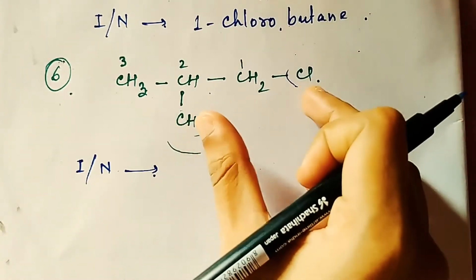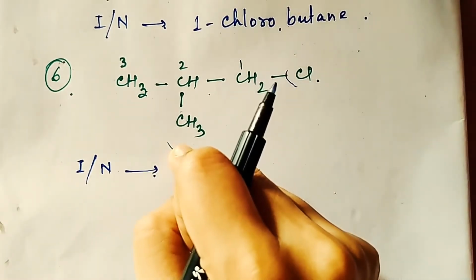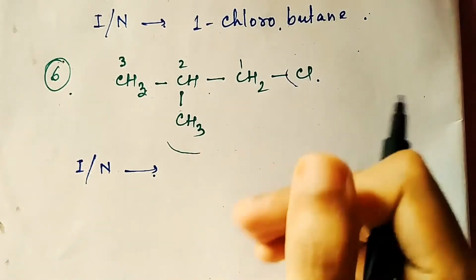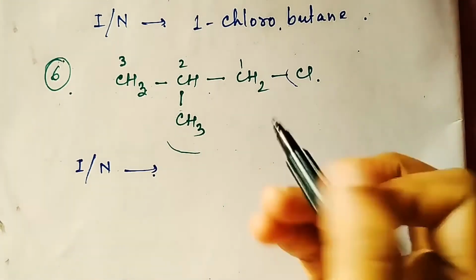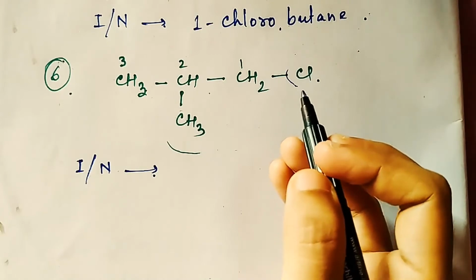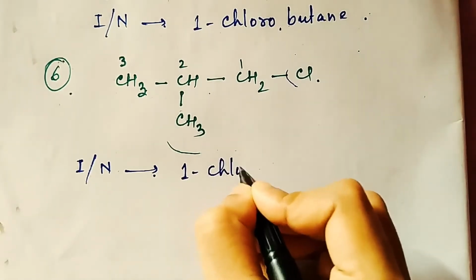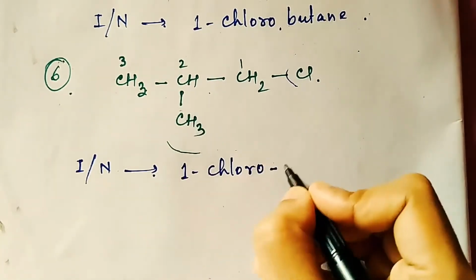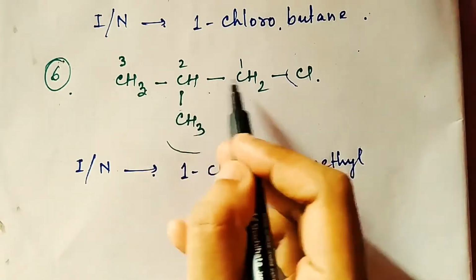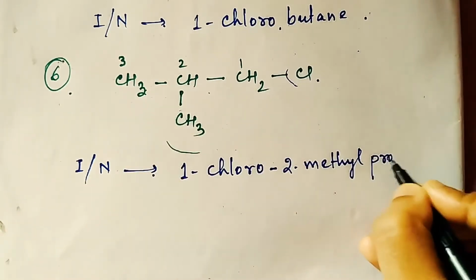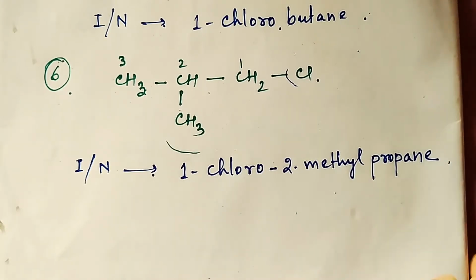Now say between these two branches, one is chlorine, that means the first letter is C, and the other is methyl, that means the first letter is M. So when more than one branch is present, we will write them according to the alphabetical order. Alphabetically C comes first, then M. So write this one first, 1 chloro, then 2 methyl. How many carbon atoms in the chain? 3. So propane. 1 chloro, 2 methyl, propane. This is the IUPAC name.